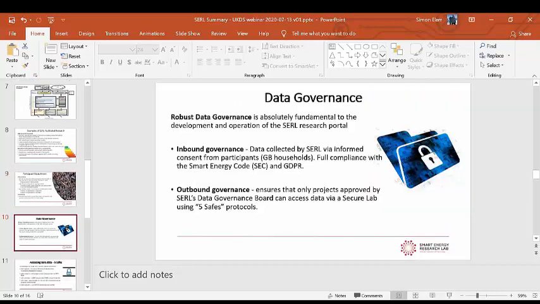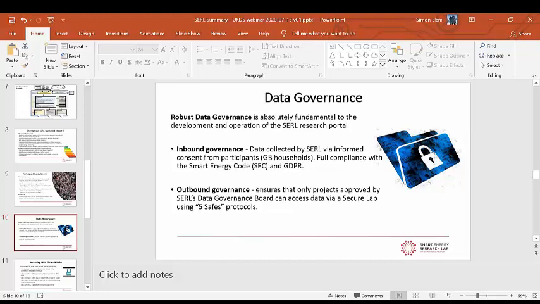So a little bit about data governance. This is very boring, but very important in terms of SERL. It's absolutely fundamental to our development and operation of the research portal that we got this right, and so we've expended a lot of time and effort over the last couple of years making sure that we do.